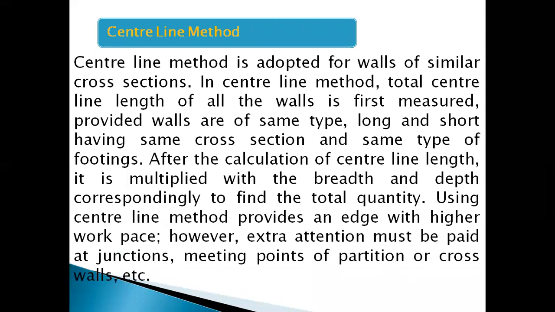This is the Centerline method. The estimation of a building uses two methods. One is the short wall and long wall method, and the second is the Centerline method. We will discuss the Centerline method. The Centerline method is adopted for walls of similar cross sections. In the Centerline method, the true centerline length of all the walls is first measured, provided the walls are of the same type, with long walls and short walls having the same cross sections and the same type of footings.